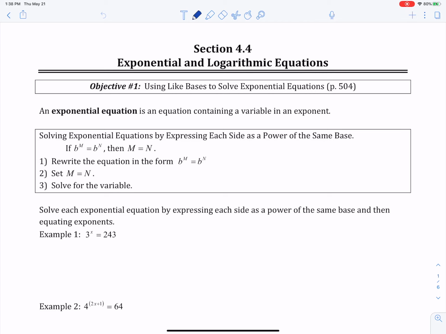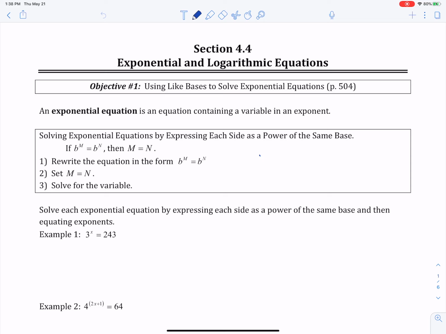In this section, we're going to be solving exponential and logarithmic equations. We'll begin with exponential equations. To solve exponential equations, we're going to be using a property that makes a lot of sense, having in mind that the exponential function is a one-to-one function.